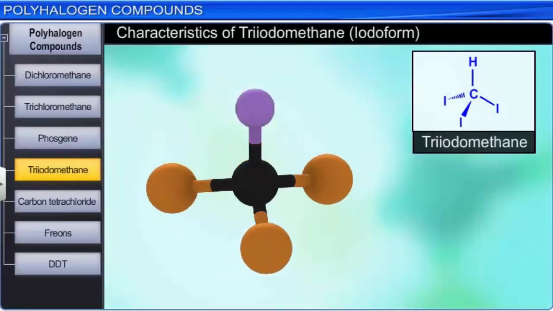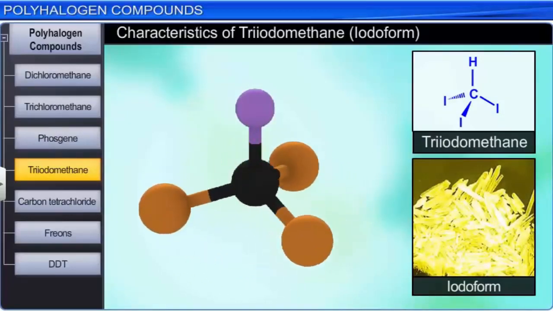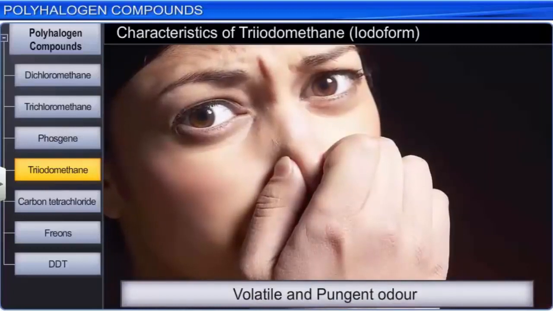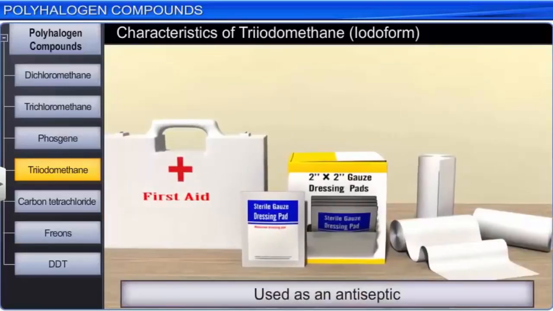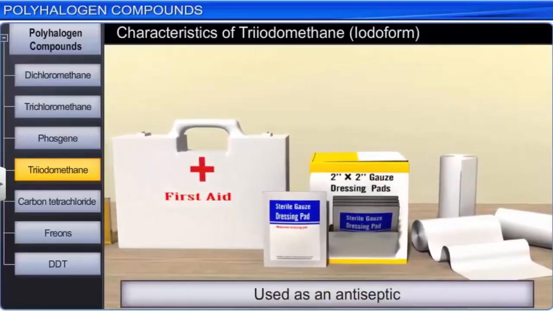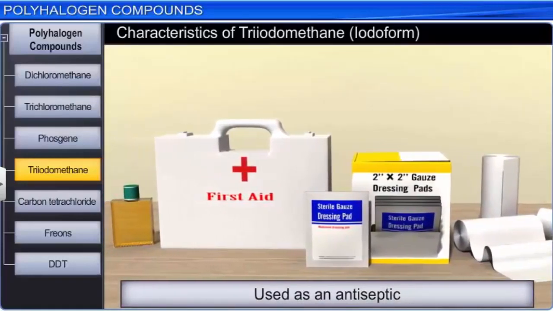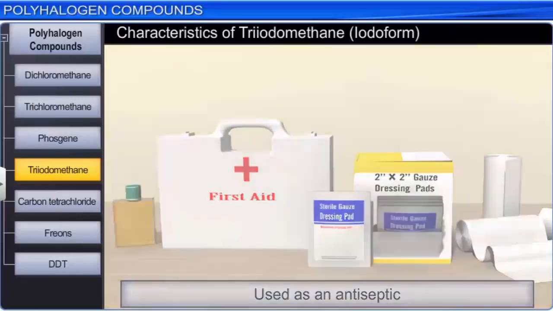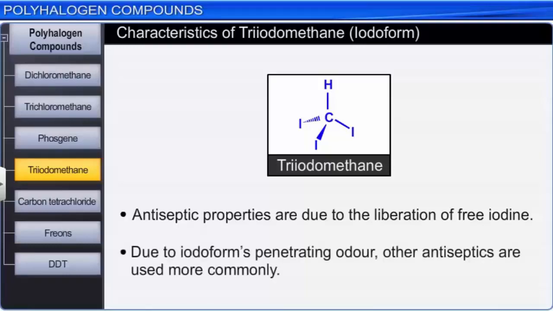Triiodomethane, or iodoform, is a pale yellow crystalline solid. This volatile compound has a pungent, medicine-like odor. Iodoform has uses as an antiseptic. Gauze packing with iodoform is used in medical applications. However, the antiseptic properties are due to the liberation of free iodine, not the triiodomethane molecule itself. Due to iodoform's penetrating odor, other antiseptics are used more commonly.